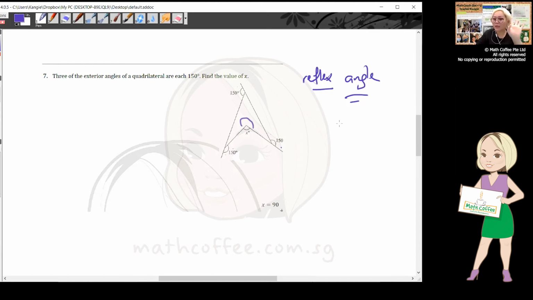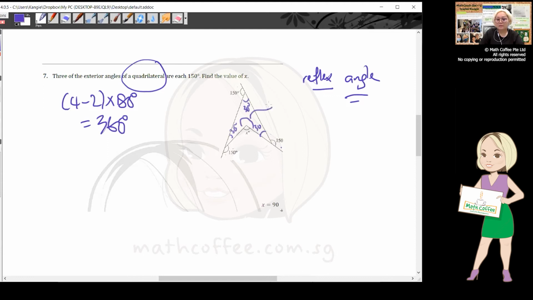Then how? It's okay, we can use the other one, which is n minus 2 times 180 degrees. So this is four-sided, it's a quadrilateral. So 4 minus 2 multiplied by 180 degrees is 360 degrees. So how am I going to find x? I have to find the interior angle for each of them, right? This one is 150, so this one inside is 30. This one 30. This one also 30. Then this one is what?